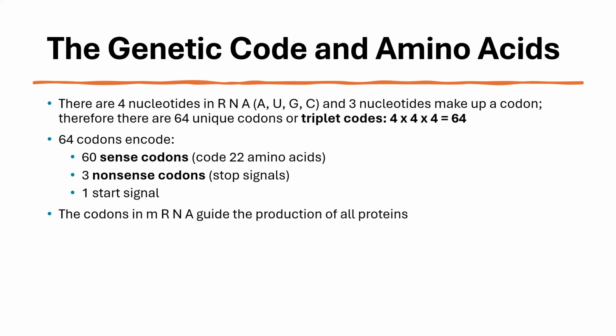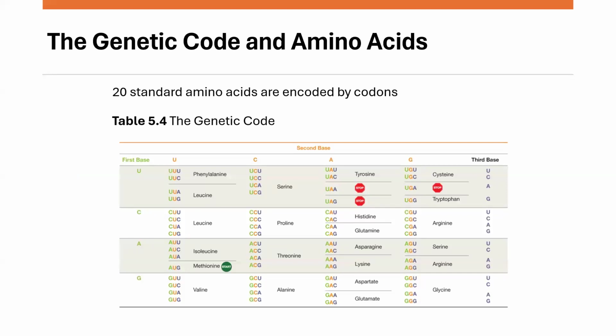So of your 64 codons, there are 60 what we call sense codons. They code 22 different amino acids. There are 3 nonsense codons, which are stop signals that do not add amino acids. And then there is 1 start signal, which generally adds an amino acid. And those codons are the way that we determine the production of all proteins. And so here is how the genetic code works for your 20 standard amino acids and the stop codons.